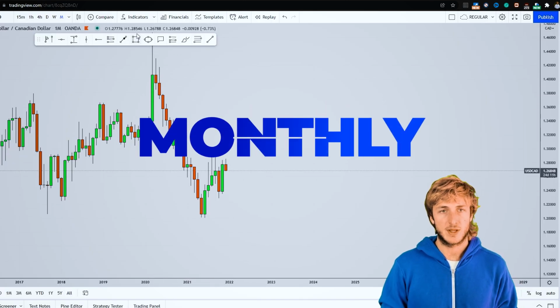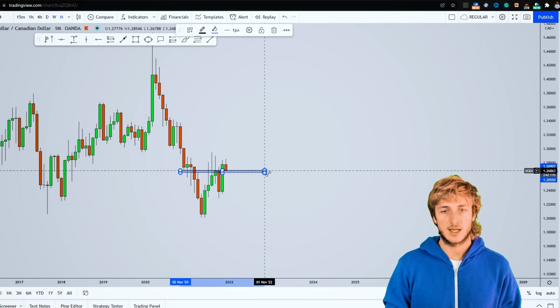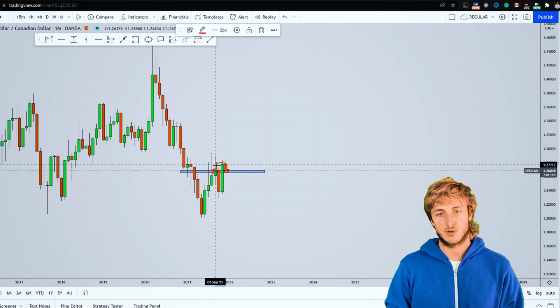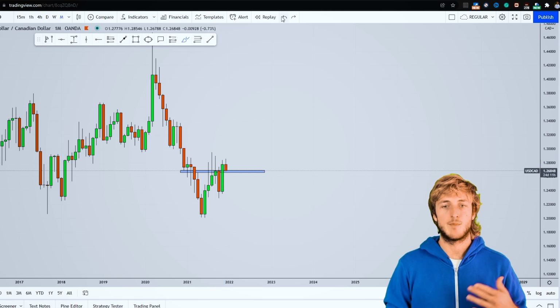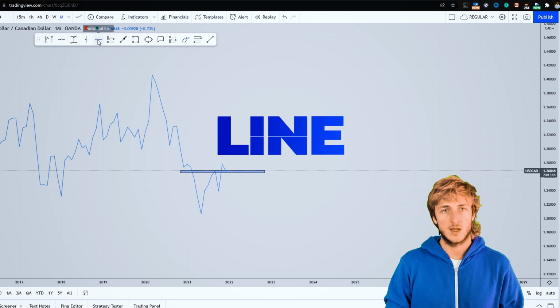Now, starting from the monthly, what do we see? First of all, here in the monthly, we can see how at the moment we are testing strong previous monthly resistance here, which has now turned support at this level after the market created this monthly close here above the zone.